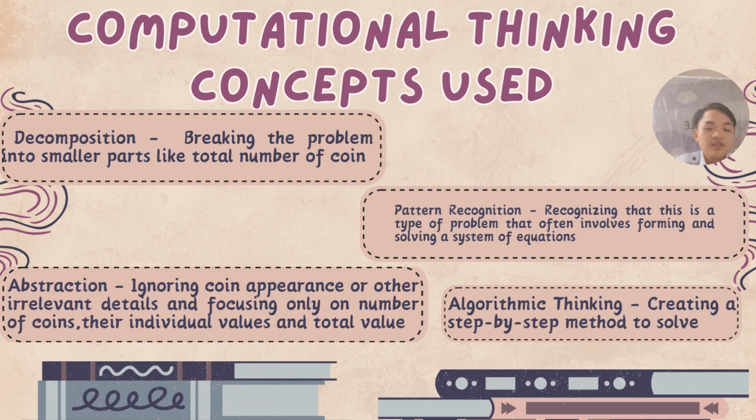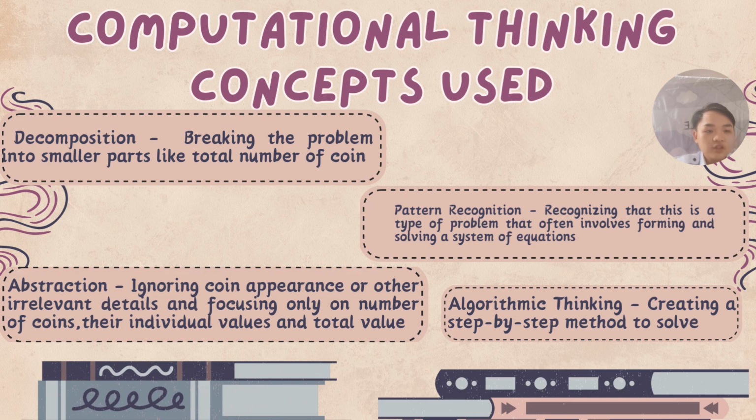In this easy level heuristic question, we have 4 computational thinking concepts used, which are decomposition, pattern recognition, abstraction, and algorithmic thinking. For decomposition, we can solve the problem by breaking it down into smaller parts, like the total number of coins and also the total value of the coins.